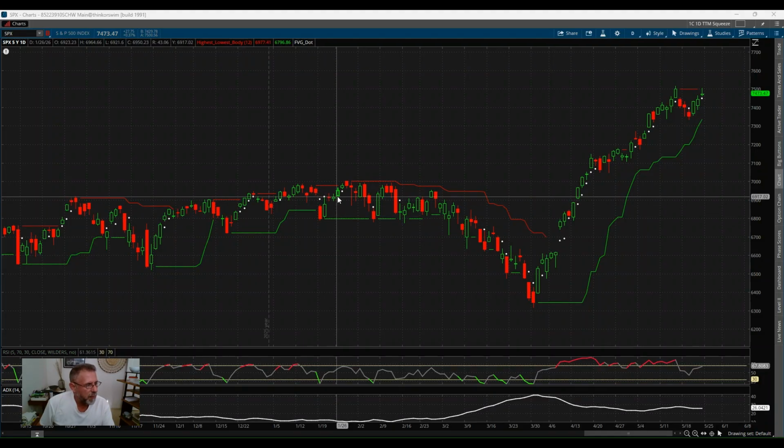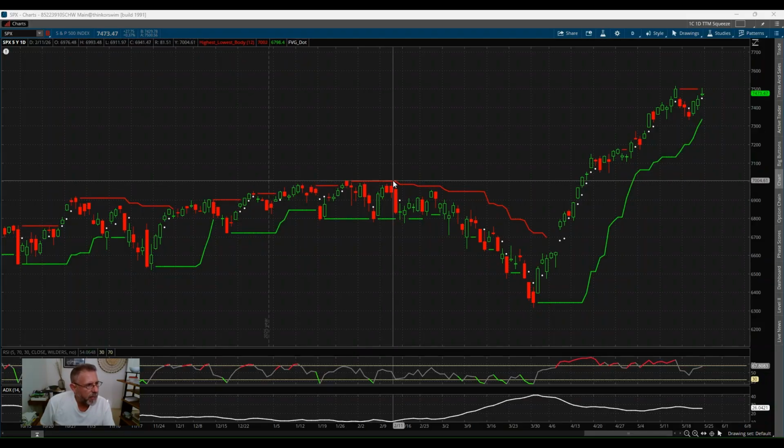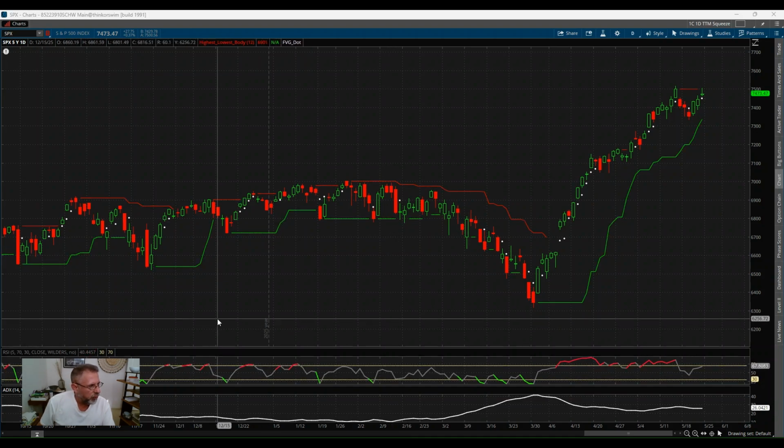But then what did it do? It came back up, and it just hit the body high here. Again, in this case it went slightly higher, but it was resistance. This was basically the top, and then through here it didn't quite get to the body high. It got so close, but that acted as resistance. And then where did it go? It came back down to the lowest body low. You'll see this over and over.